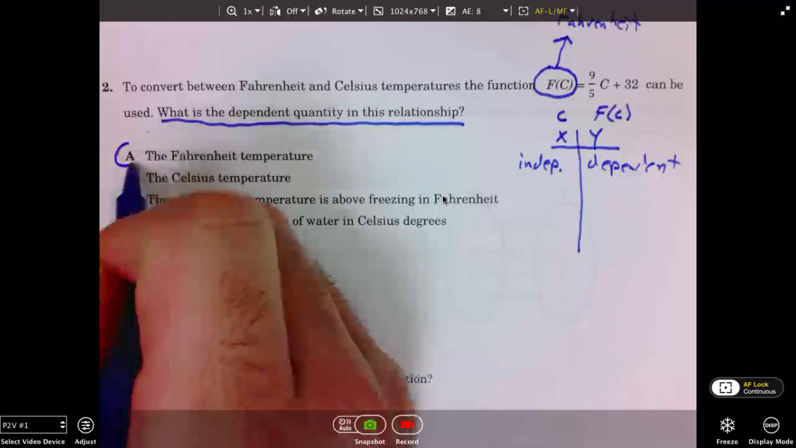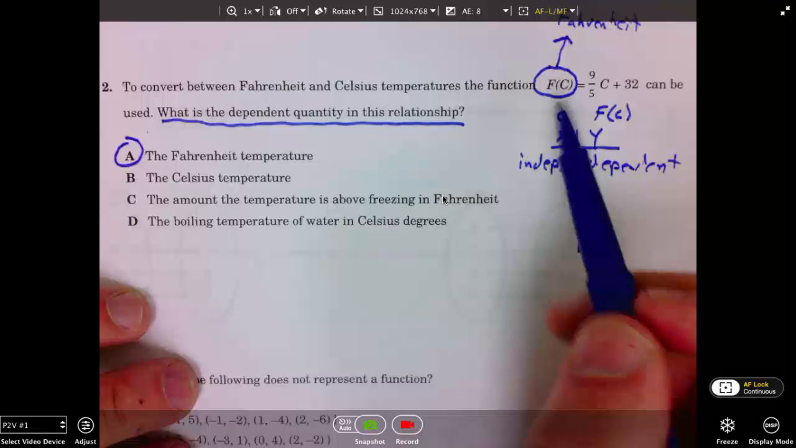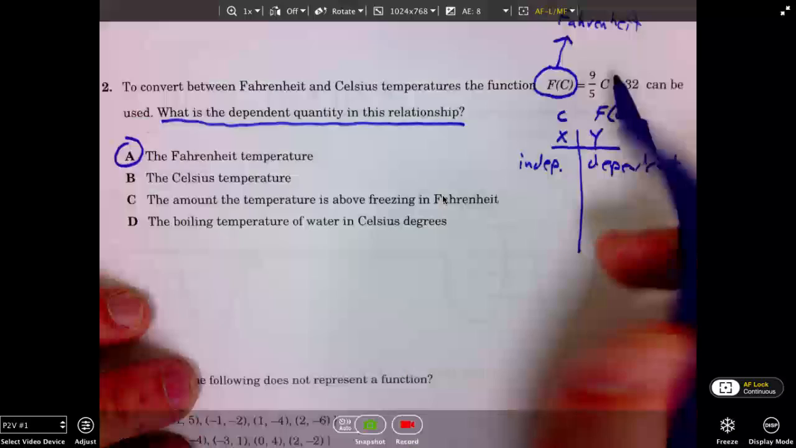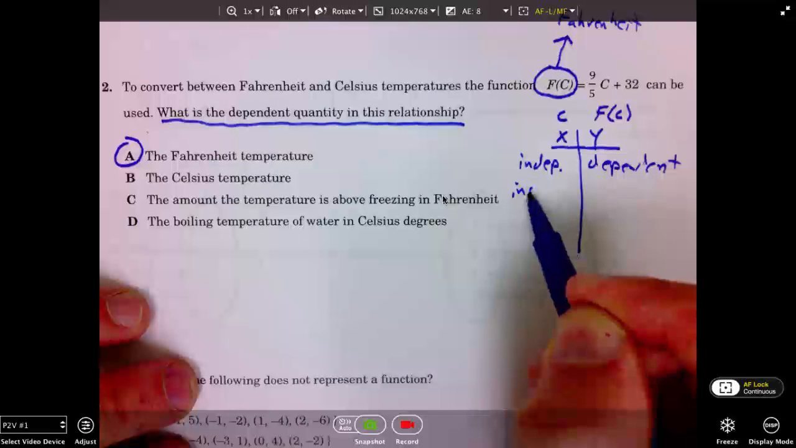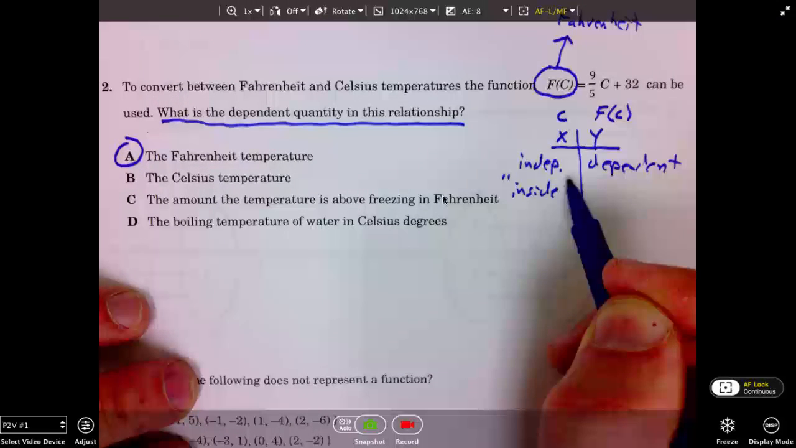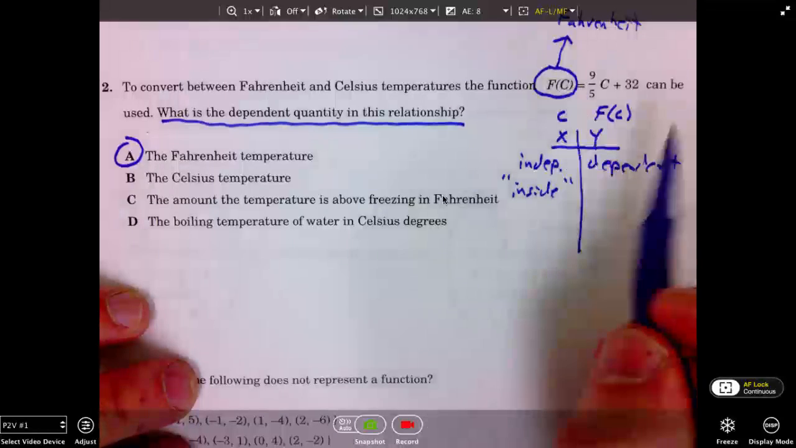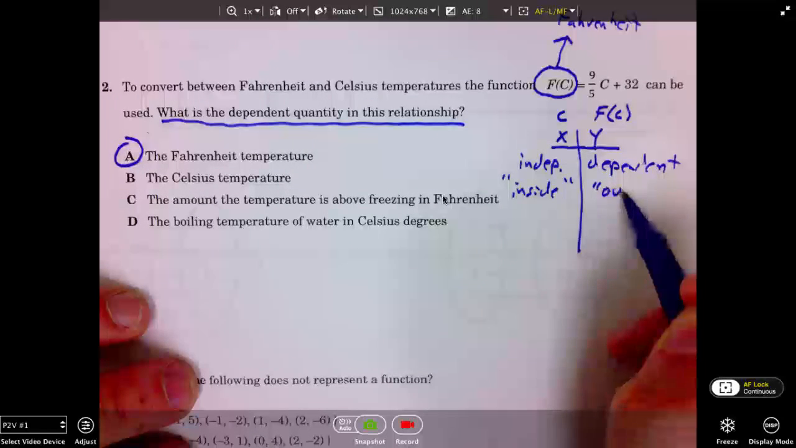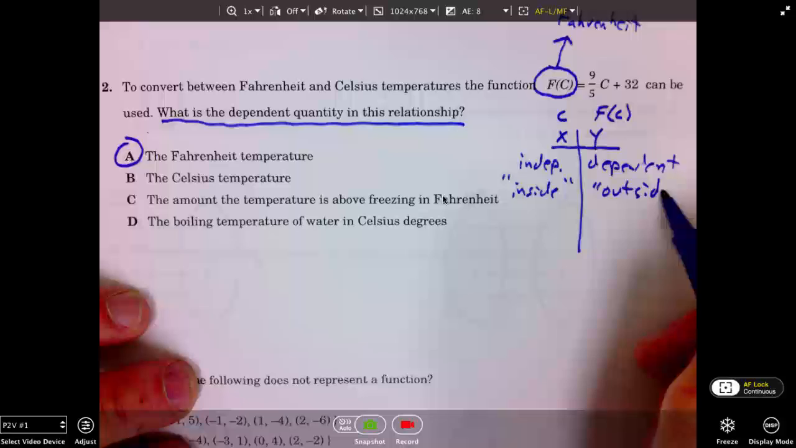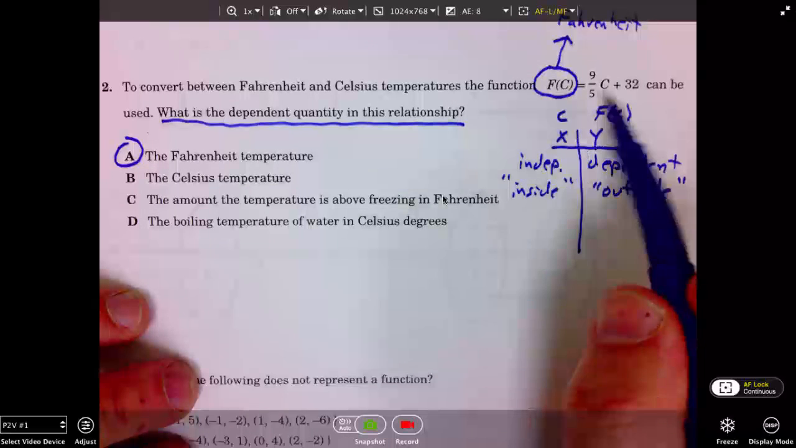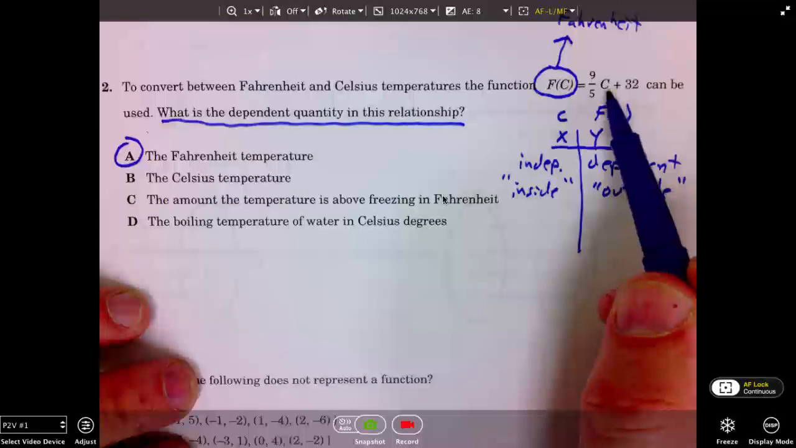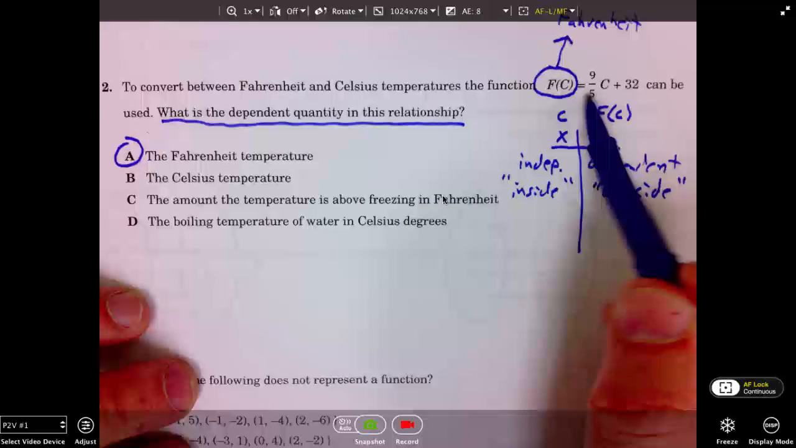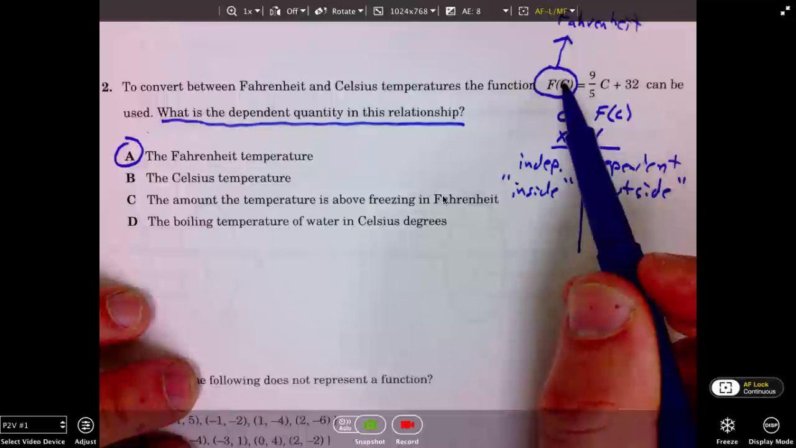When I'm looking at an equation, I think inside and outside. The independent variable is inside. The dependent variable is outside. That is after we've already solved for one of the variables. Inside over here with the other terms, outside by itself is the dependent.